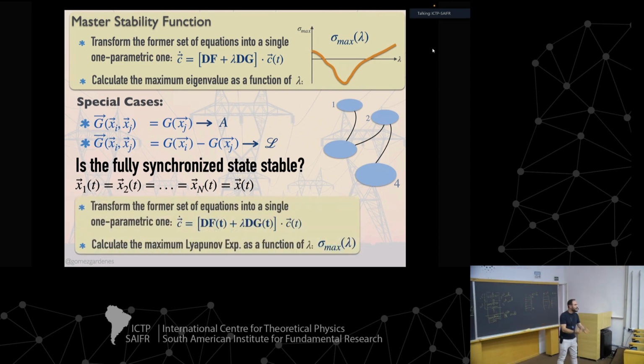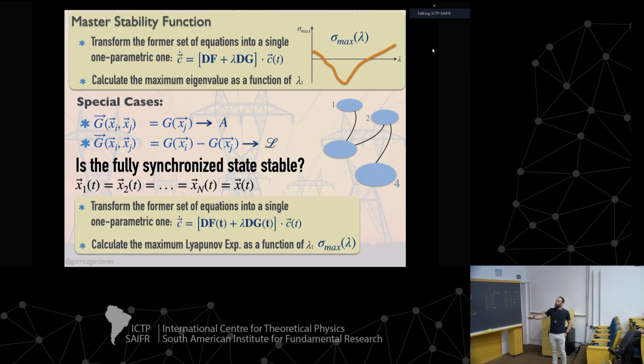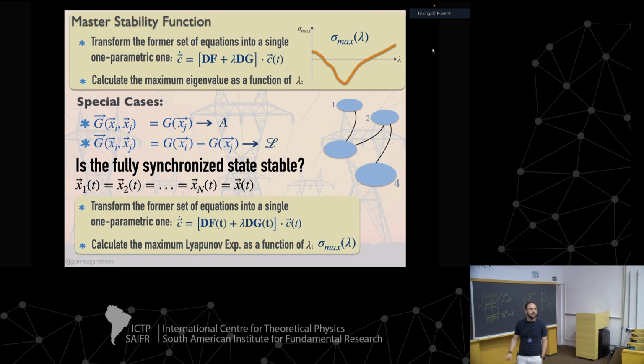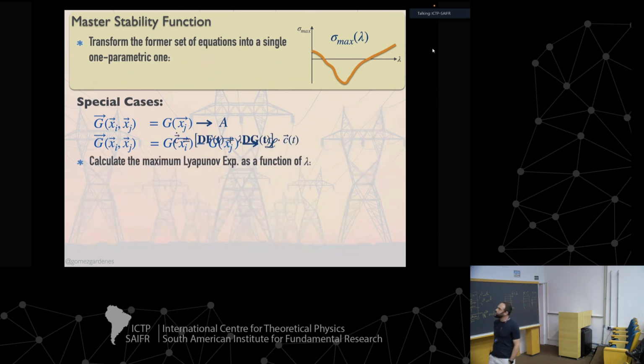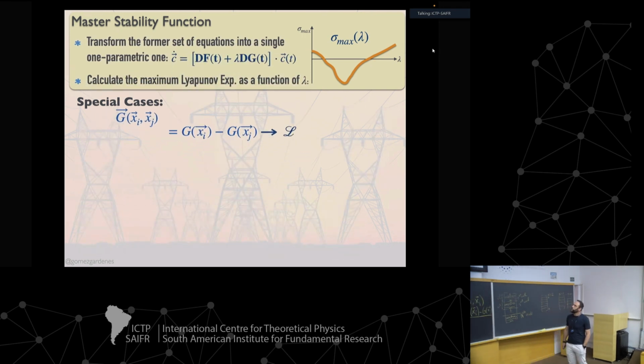Then you do exactly the same, and you construct this function. The thing is that now you don't have to compute the largest eigenvalue, but you have to compute the maximum Lyapunov exponent of this linear system, okay? And that's all. Again, these lambda values should be evaluated with the adjacency matrix if we have a reactive interaction, or the Laplacian matrix if we have a diffusive interaction like we have here, okay? Exactly the same.